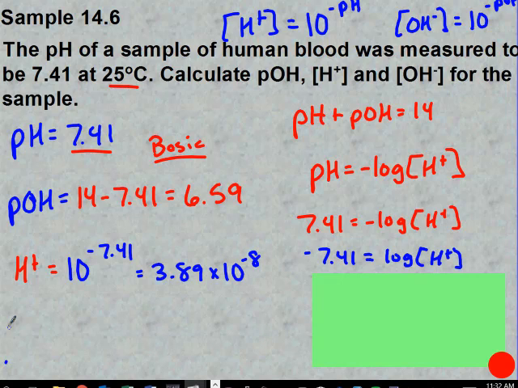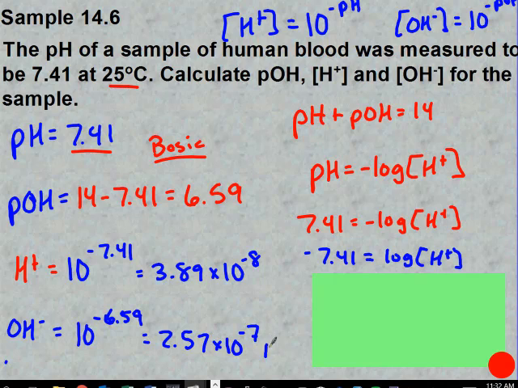And finally, to get my OH concentration, I can either do 10 to the negative pOH, or I can do H times OH equals 1 times 10 to the negative 14. I'm going to go 10 to the negative 6.59, so that's a little bit shorter. And so that's 2.57 times 10 to the negative 7. And since I was solving for concentration, the last two should have the units of molarity.